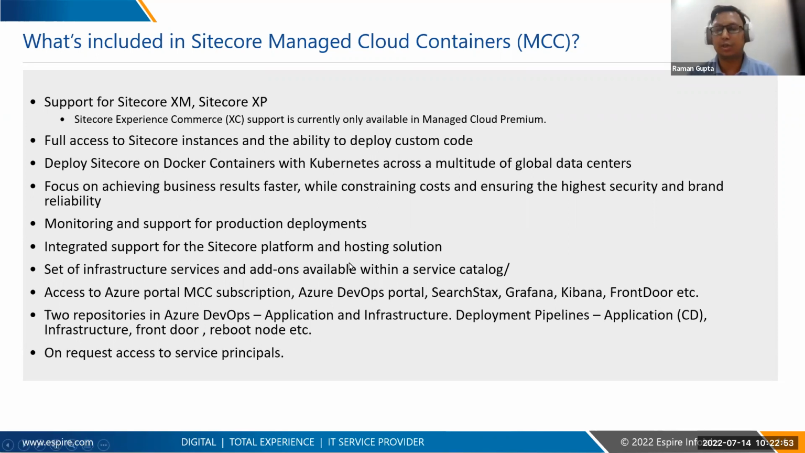In Azure DevOps, there will be two repositories, application repositories and infrastructure repositories, and there are quite a few deployment pipelines: application, infrastructure, Front Door. So we'll get access to all of these pipelines. And then if we request the Sitecore team via the Sitecore support portal, we can get access to a service principal as well. This will help us to create a CI pipeline to automate our deployment.